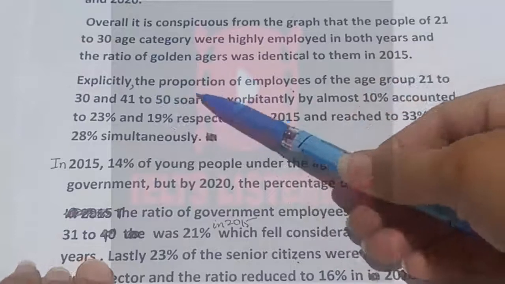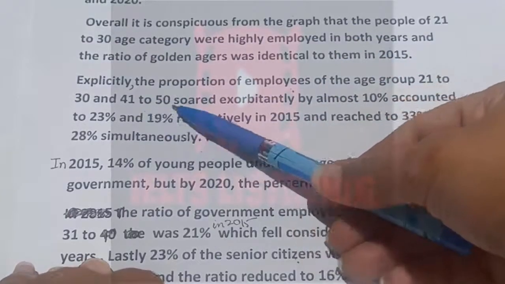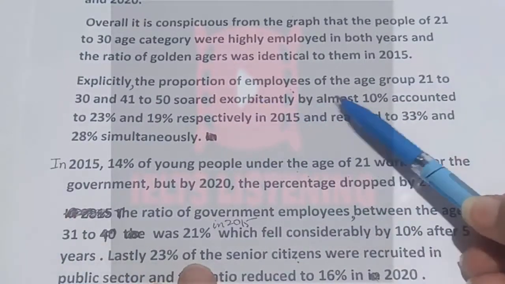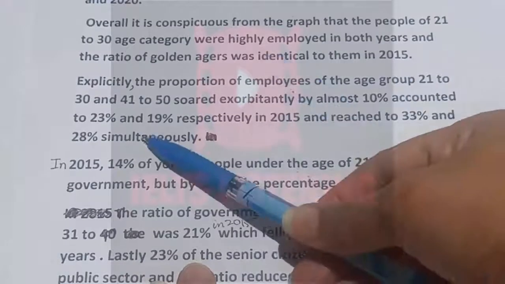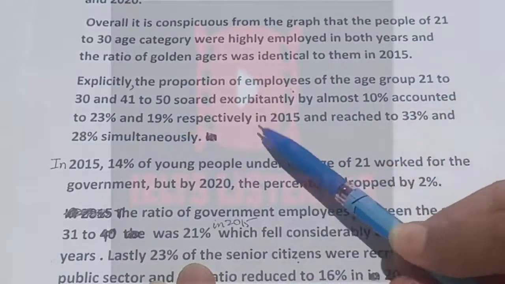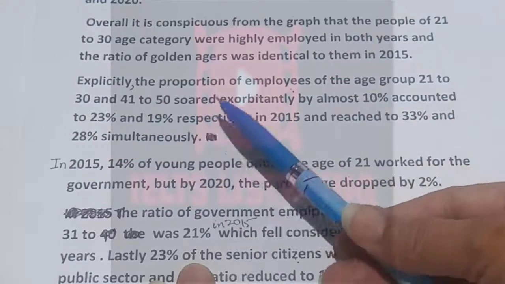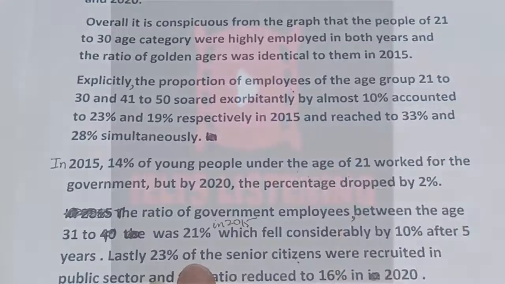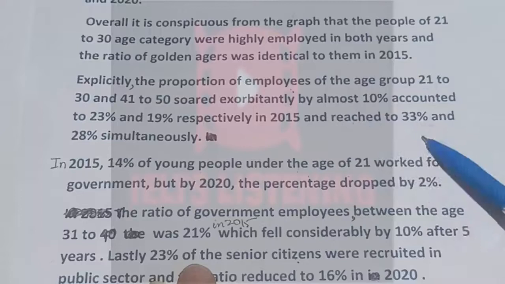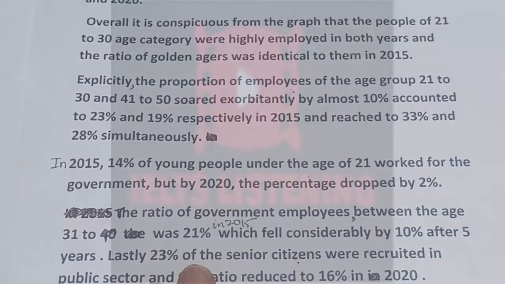Explicitly means clearly the proportion of employees of the age 21 to 30 and 41 to 50 soared exorbitantly, means increased exorbitantly by almost 10%, accounted to 23% and 19% respectively in 2015 and reached to 33% and 28% simultaneously. Means the ratio increased by 10%, almost 10%, because here it is 23 to 33, this is exactly 10, but in this case it is almost 10%. That's why we are writing almost 10%.